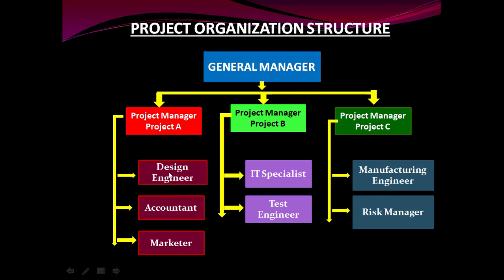We see here that a design engineer is required in project A, in project B an IT specialist is required, and in project C manufacturing engineering is required. So based on the requirement, the employees are taken from the permanent functional departments and they start working for a project, and for the time being while they are working on the project, they report to the project manager. When this project is over, either they are shifted to a new project or they go back and join their permanent functional department, right?